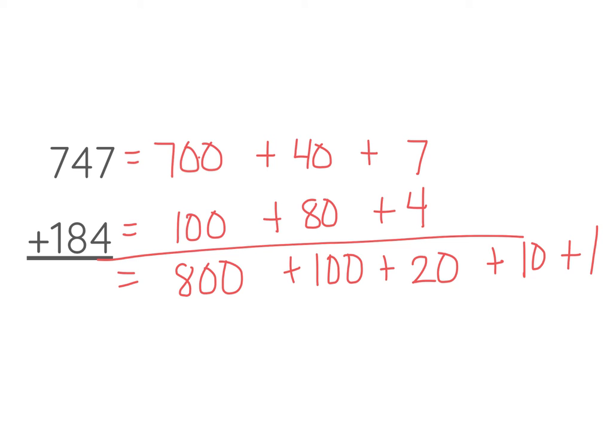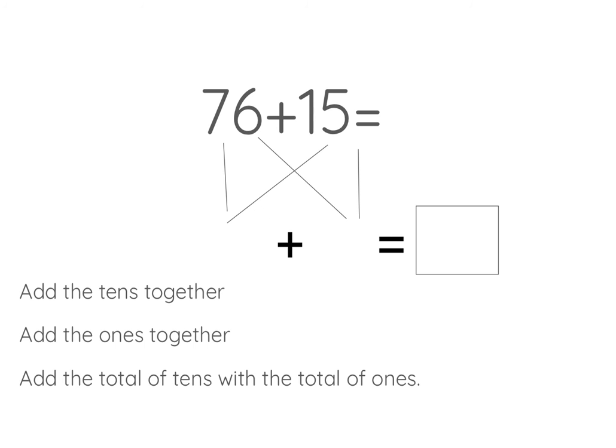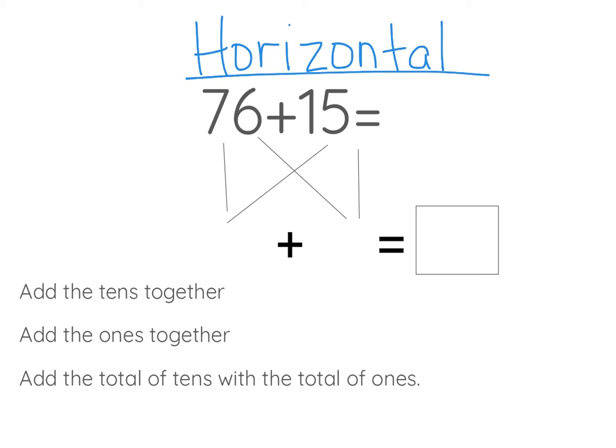The reason I don't write 120 and 11 is because when I'm adding down here at the bottom, it's easier if I can just add my hundreds and I can add my tens. It just is a way to make less mistakes. So, 931.